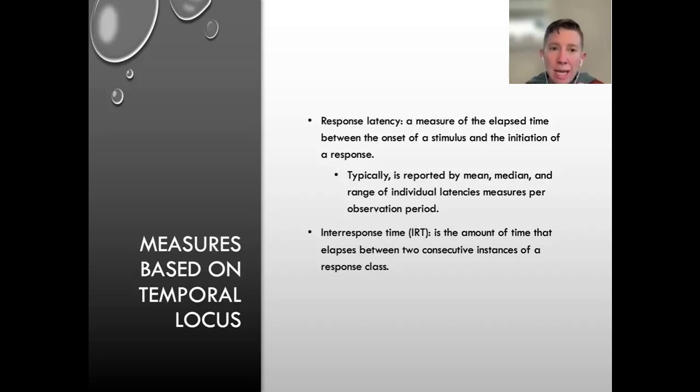So a lot of times students get response latency and interresponse time confused. So interresponse time is the amount of time that elapses between two consecutive instances of a response class. And in interresponse time, the higher the frequency, the smaller the interresponse time we're going to have. Because of course, if there's less space between each response, there are of course going to be more responses. With response latency, we're offering an SD, or the world is offering an SD, and then we are timing the time between when the SD is given and when the response is initiated.